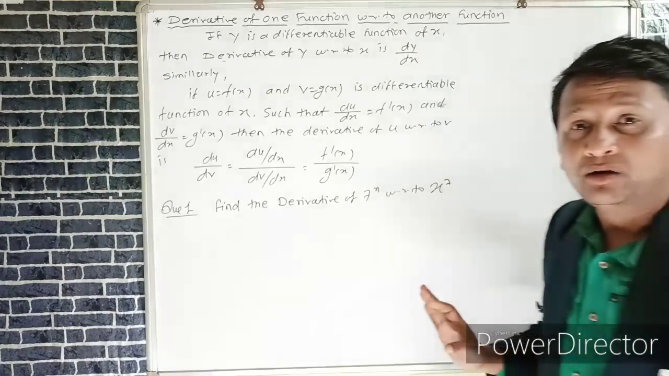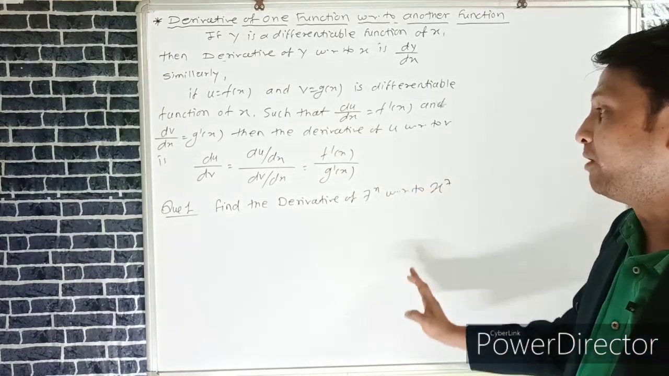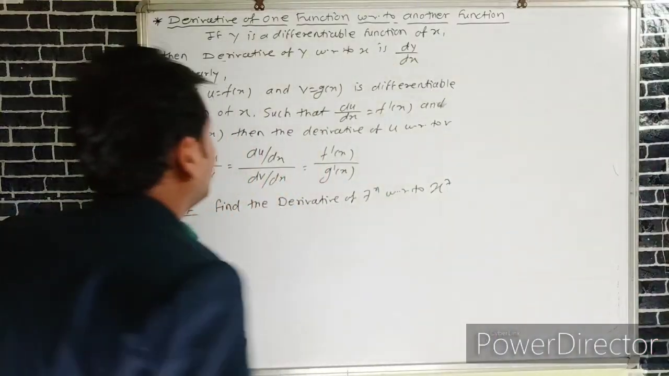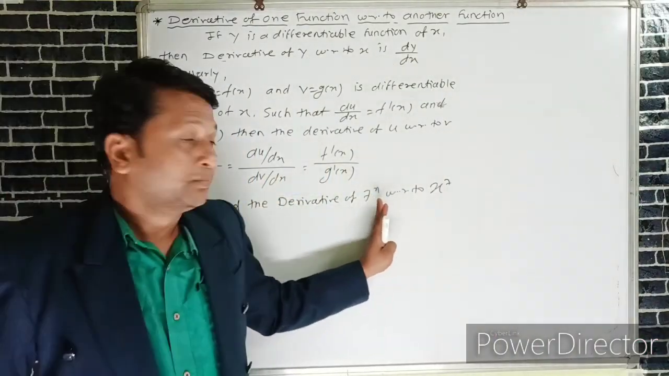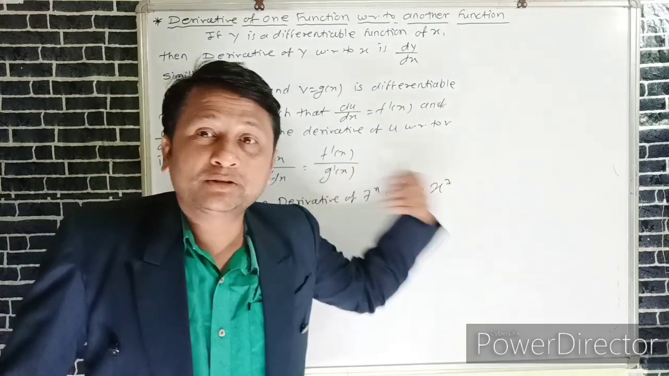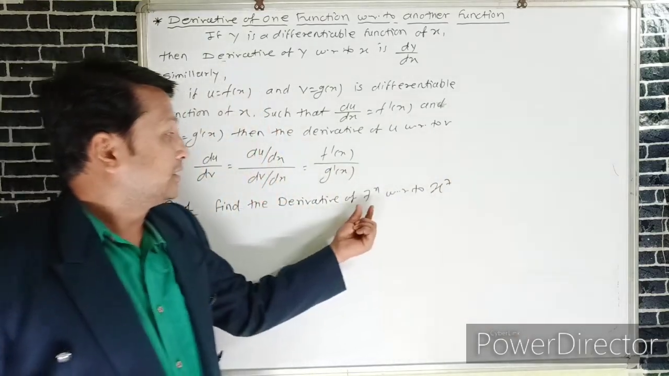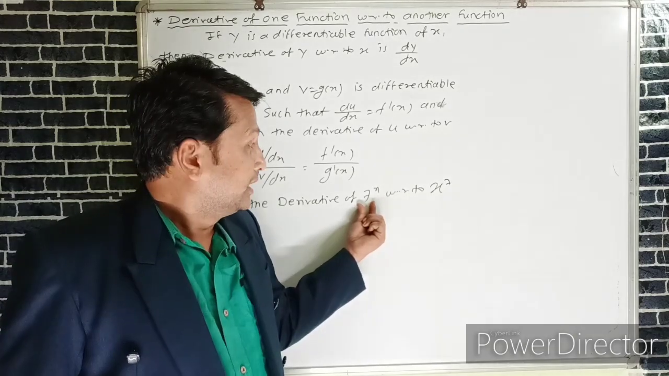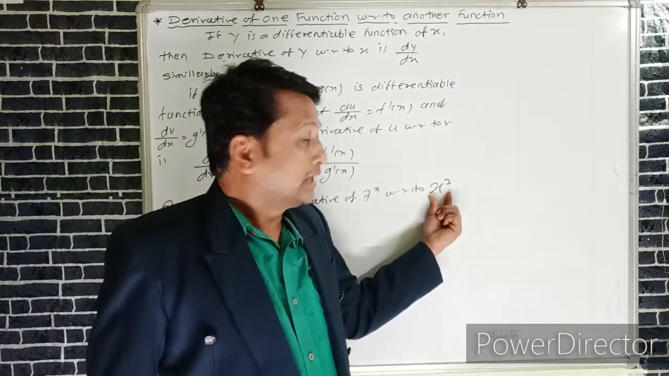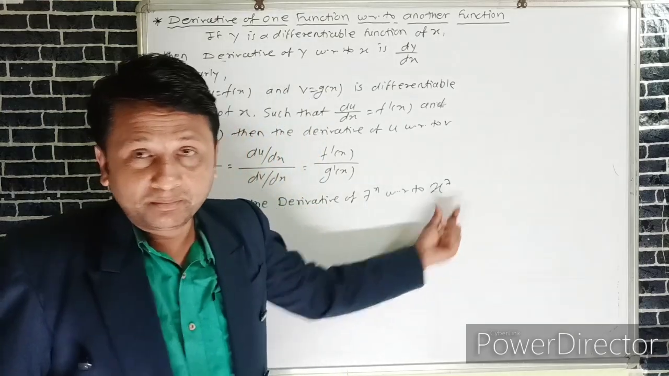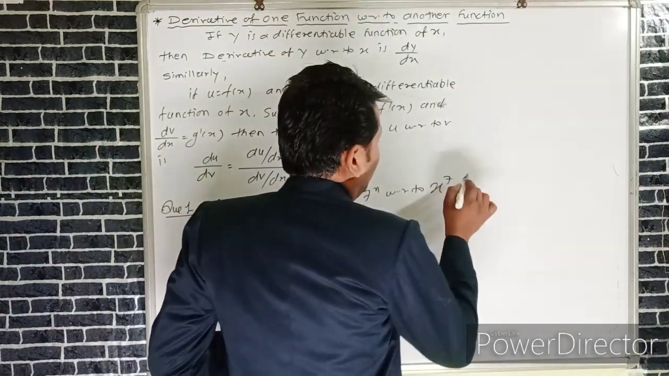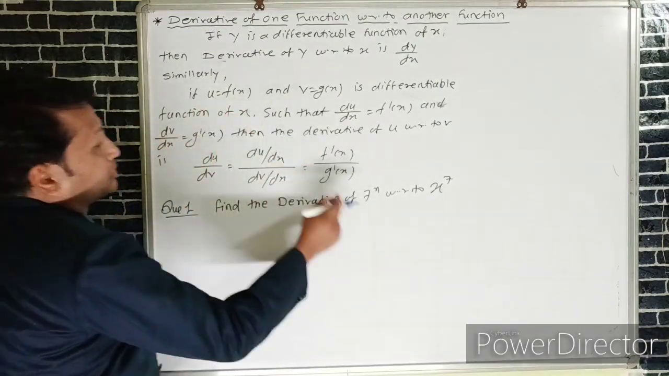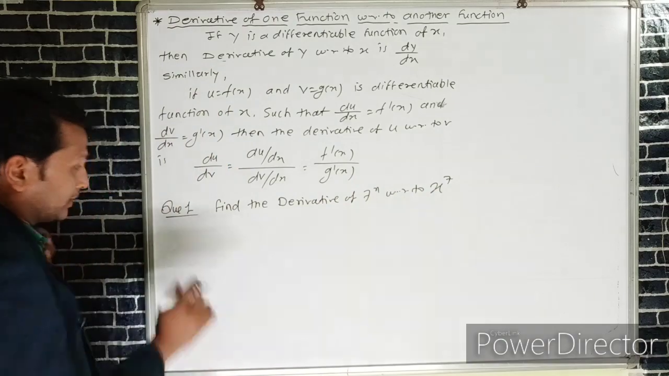Similarly, we can solve all examples which are in the form of one function with respect to another function. Here question number one is given. Find the derivative of 7 raised to the power x with respect to x raised to the power 7. It means that 7 raised to the power x is one function, and we have to find its derivative with respect to another function, which is x raised to the power 7. We first consider that the first function is u and the second function is v.